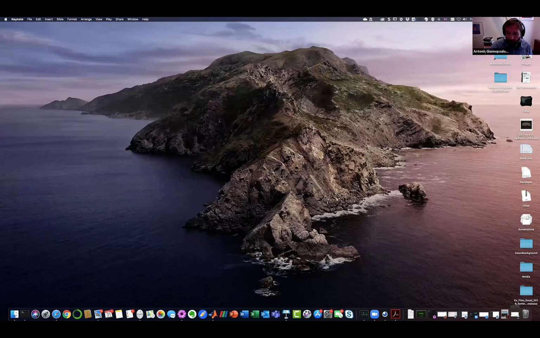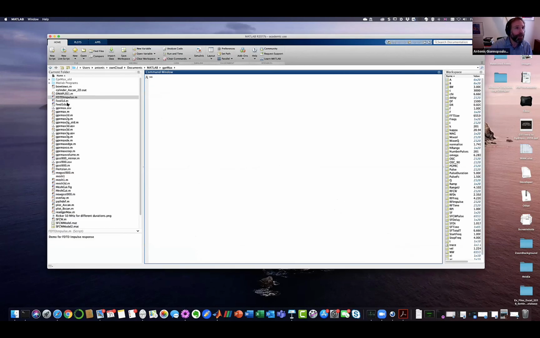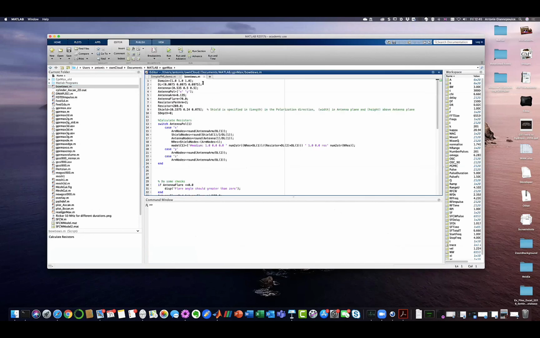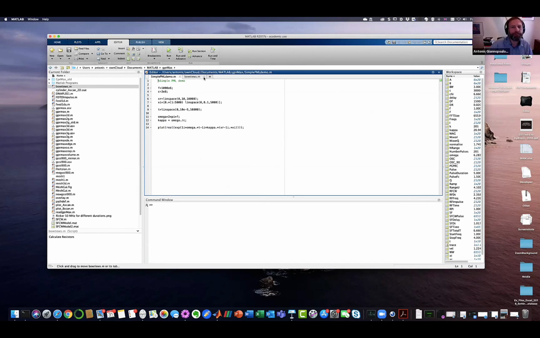But before we go, I would like to address some other issues. One issue that I want to address is the use of the PML. Okay, here's a simple PML demo.